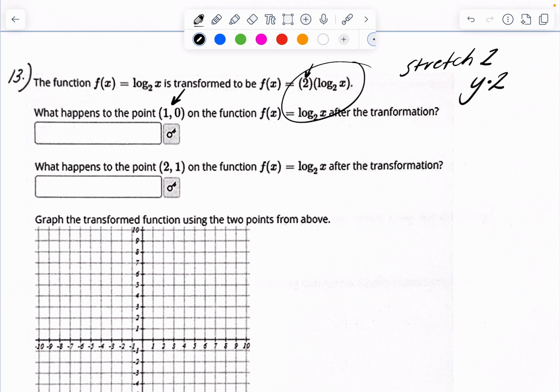So it says what happens to the point (1, 0)? You'd say x stays x. I'm going to times my y value by 2. So it's still (1, 0), since 0 times 2 is 0.